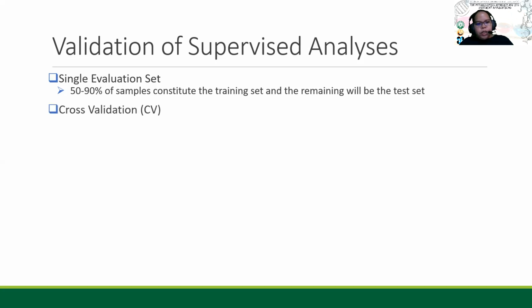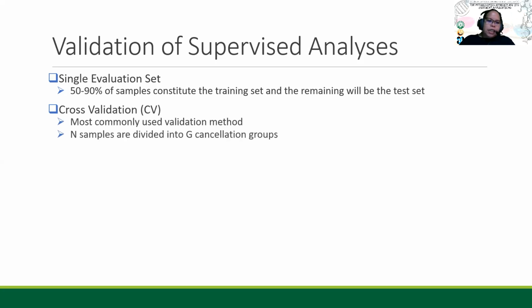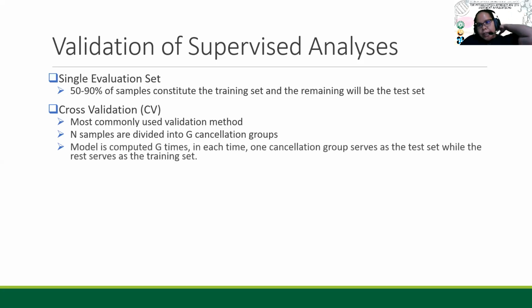You also have your cross validation set. So what happens in cross validation set is your n number of samples are divided into g number of groups, or what we call cancellation groups. And the model is computed g times, and each time, one cancellation group will be taken out, and this will serve as your test set, while the rest serves as your training set.